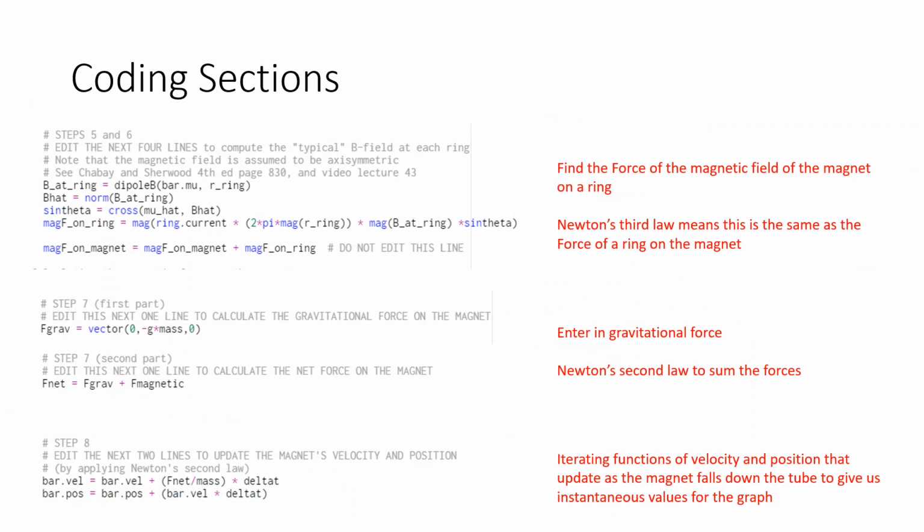And so then step 5 and 6, we're going to be finding the force of the magnetic field of the magnet on the ring. And Newton's third law tells us that this is going to be the same as the force of the ring on the magnet. And then step 7, we're entering in gravitational force of the magnet, which is going to be negative mg in the y direction. And then we use Newton's second law to sum these forces. So on the magnet, there's that negative gravitational force and then the positive magnetic force of the rings on the magnet. And then in step 8, we're iterating functions of position and velocity, which update as the magnet falls through the tube. And this gives us instantaneous values we'll use for a graph.